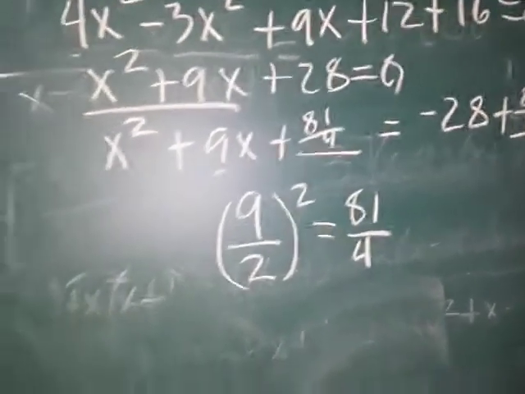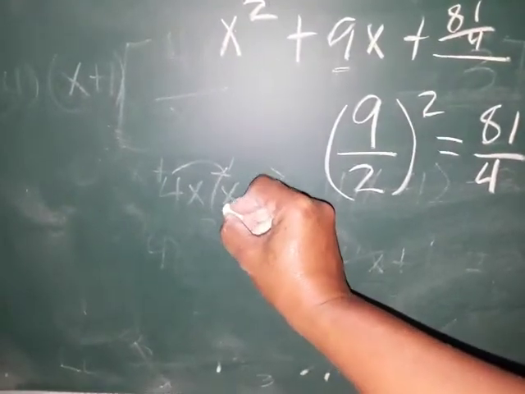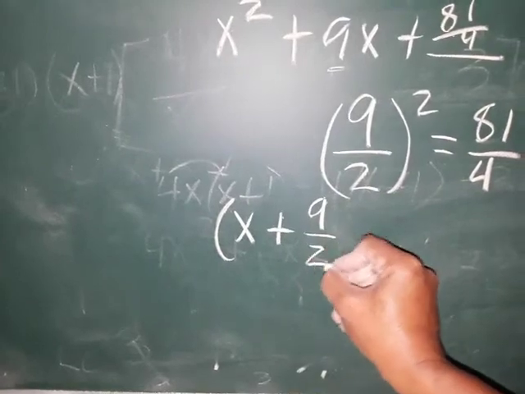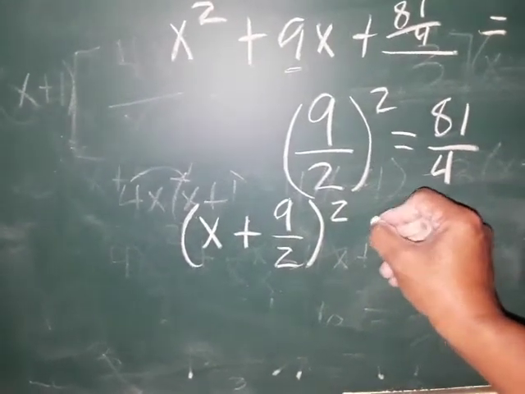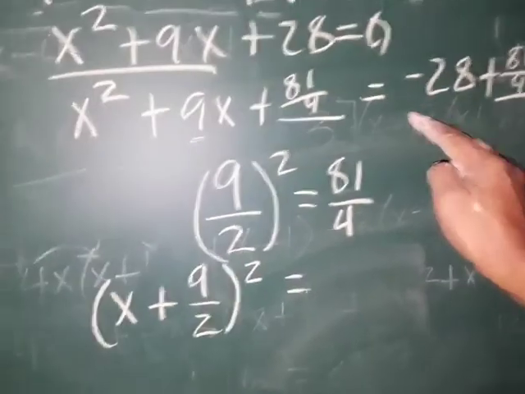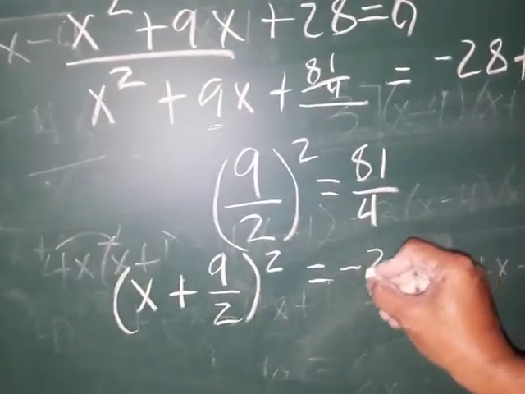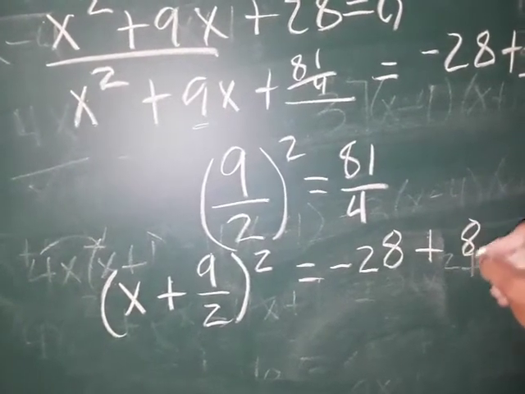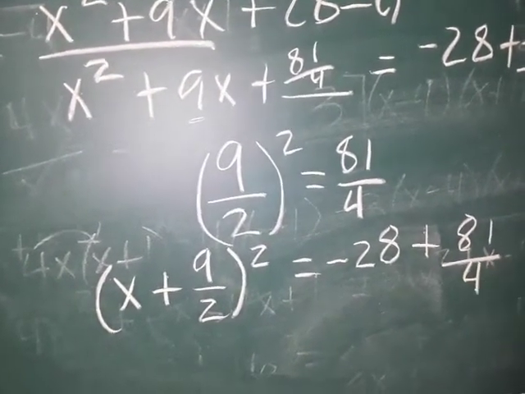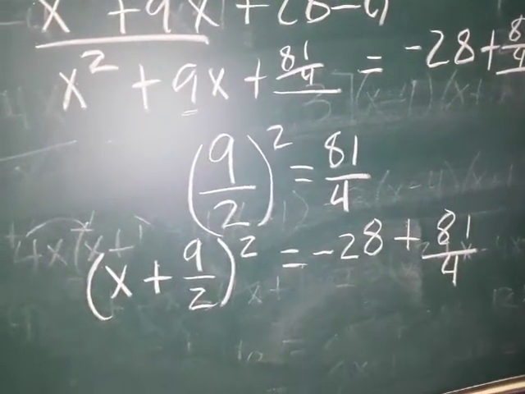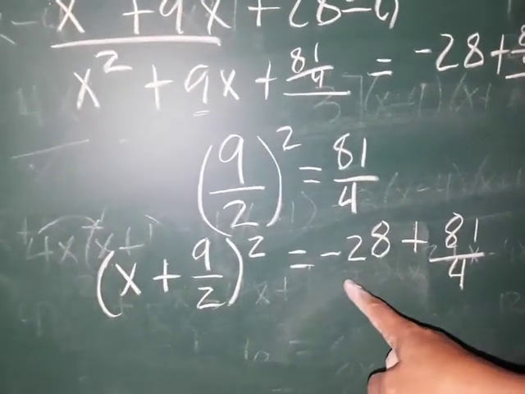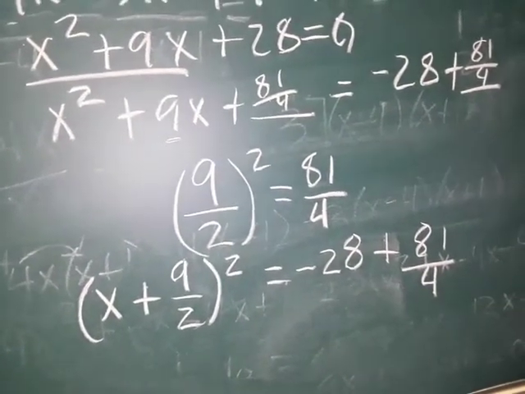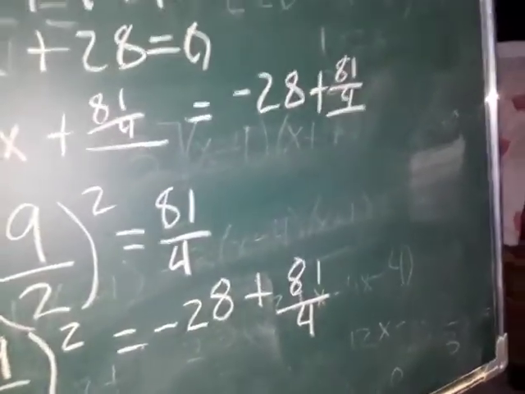Next, so what is our factor? Our factor now is x plus 9 halves squared is equal to this one, negative 28 plus 81 over 4. Okay, let's proceed. Addition of a whole number and a fraction. How do we do that? Okay, so I'll show you how.